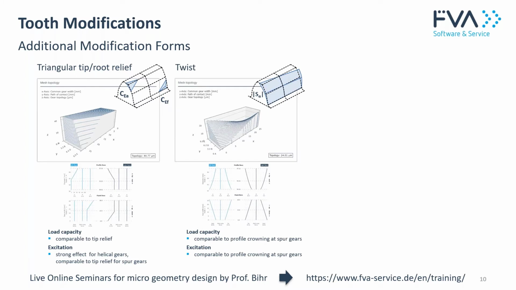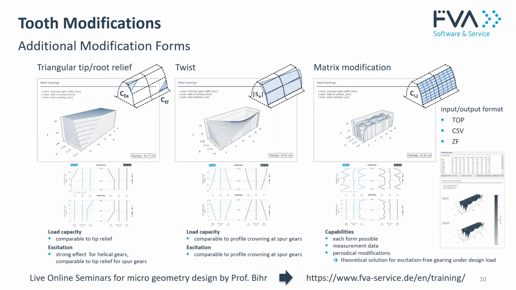Next, we have the twist. It was in the past more a manufacturing error caused by the grinding process. But if the direction of the twist is like shown here in the picture, then we have a relief at the beginning and the end of the meshing, meaning a similar effect, but a lower effect than the triangular relief. The last modification is the matrix modification. Here you can specify everything you need, like a topographic modification by measurements and so on.